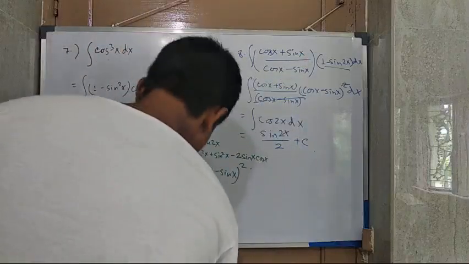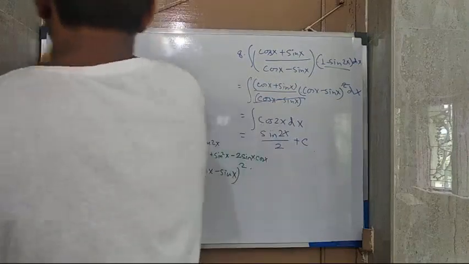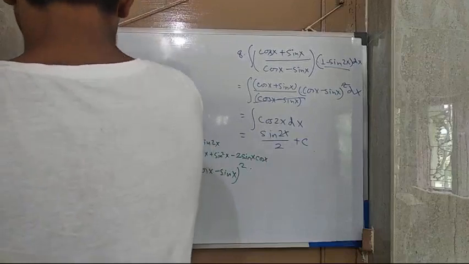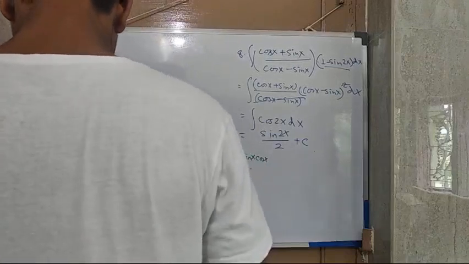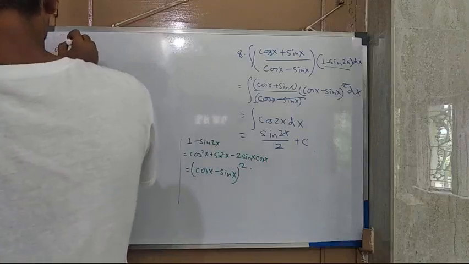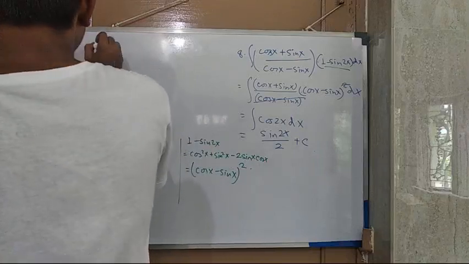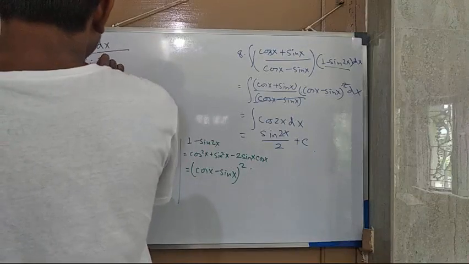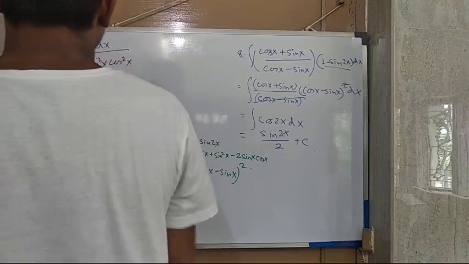Now let's proceed for the ninth question. The ninth question is integral dx divided by sin square x cos square x.